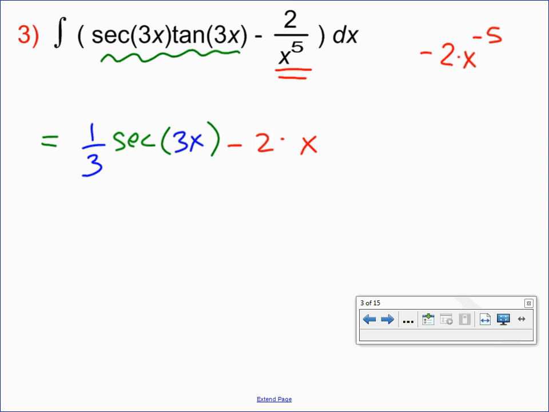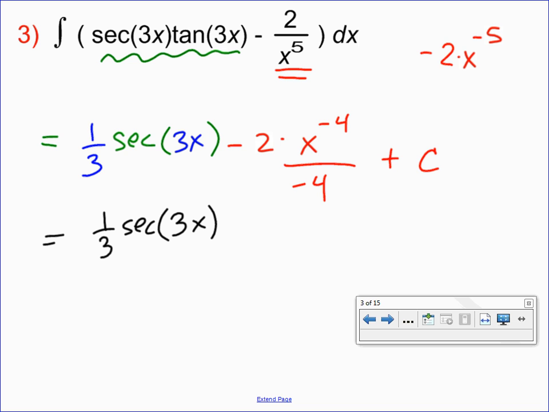So x to the, let's add 1 to the exponent. Negative 5 plus 1 would be negative 4. Divide by the new exponent would be dividing by negative 4. And then a constant of integration. So let's go ahead and rewrite that so it looks better. So we've got 1/3 secant of 3x, and then negative 2 divided by negative 4 looks like a plus 1/2. And then x to the negative 4 on top is the same as x to the positive 4 on bottom. So I'm going to rewrite this as 1 over 2x to the positive 4th, and then plus c.